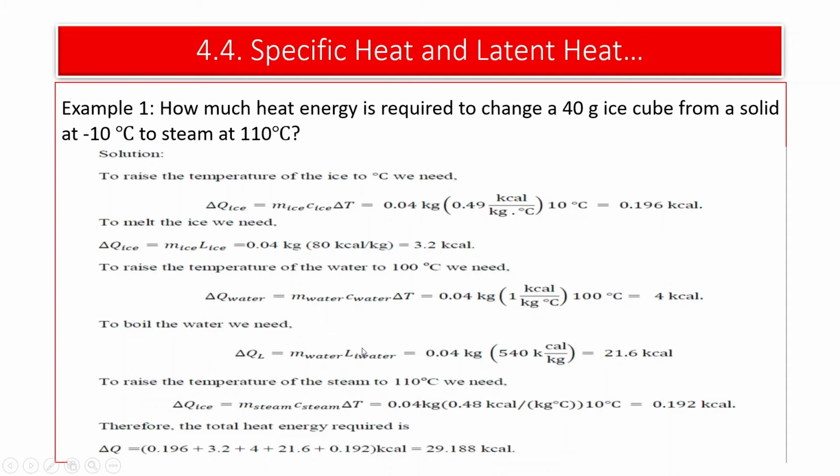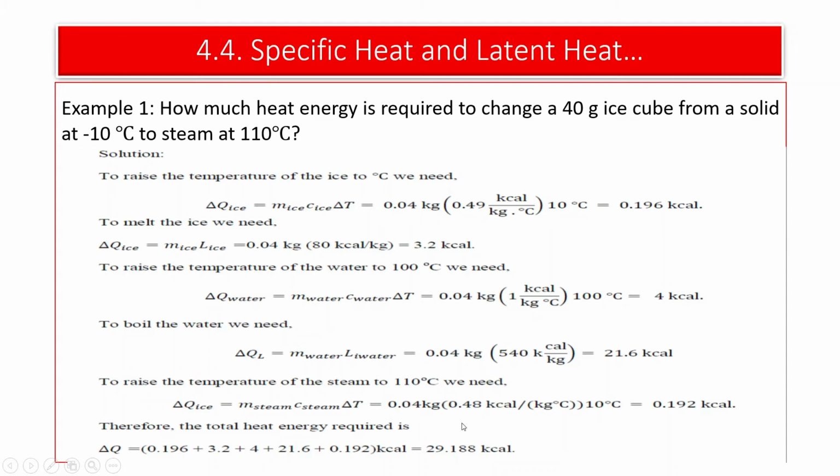Latent heat of vaporization for water is 540 kilocalorie per kg. So multiply this one, you'll get 21.6 kilocalorie. This is Q4. The last Q, which is Q5, is to change from 100 to 100 degrees Celsius in steam form. So the mass is known, and the specific heat in steam form is 0.48.